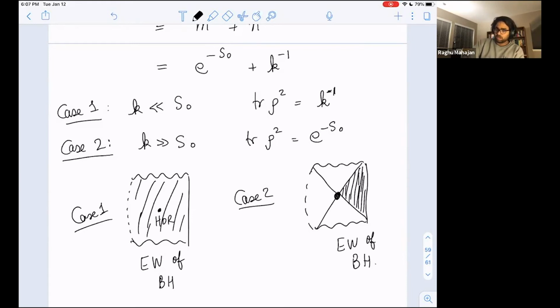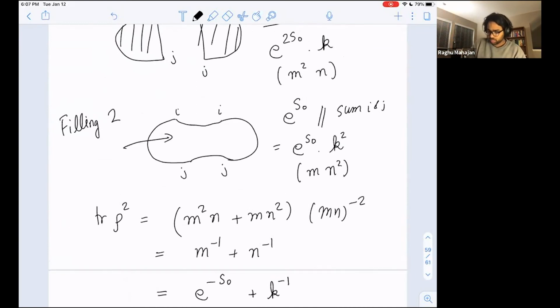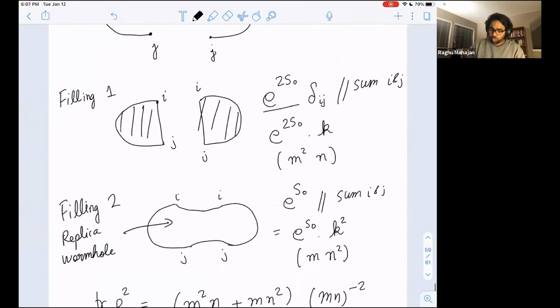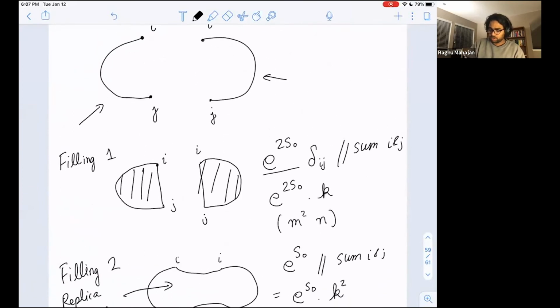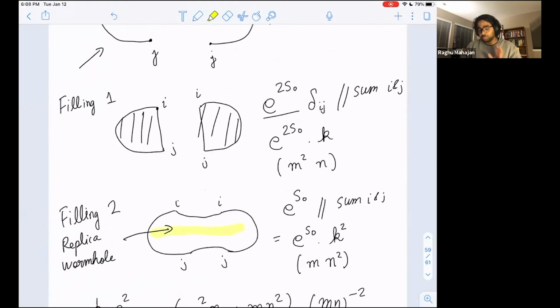Okay, with that, we finish. So you see, what is the replica wormhole? This geometry right here is a replica wormhole. What are the replicas? The replicas are these 2 boundary conditions that we set up. This is replica number 1. This is replica number 2. And there's a wormhole because we connect replica number 1 to replica number 2. Here it's disconnected. This is the usual vanilla geometry.